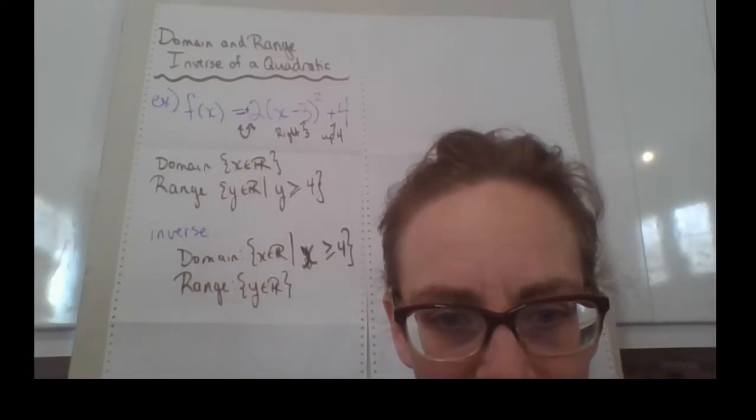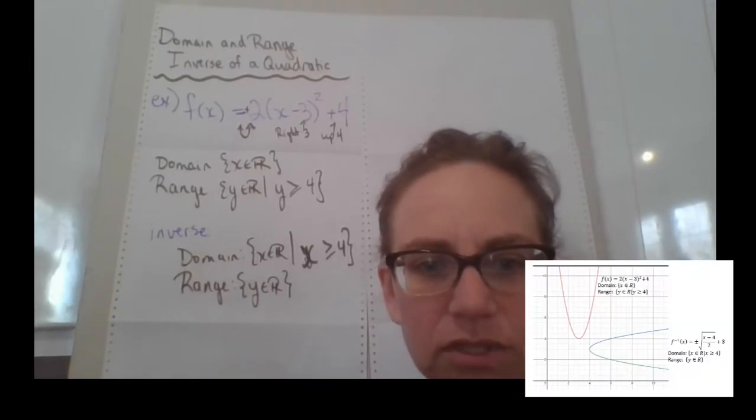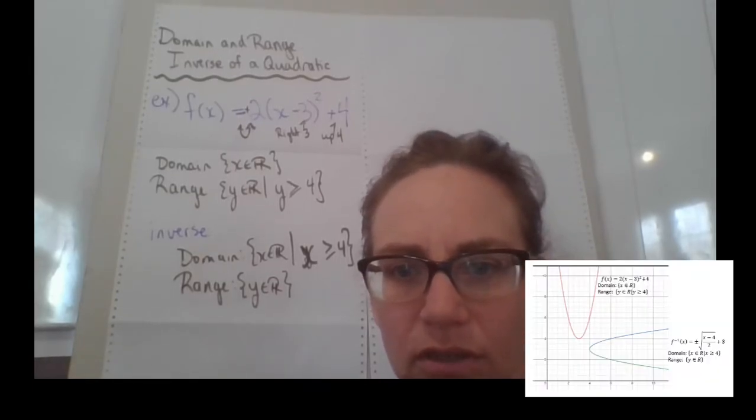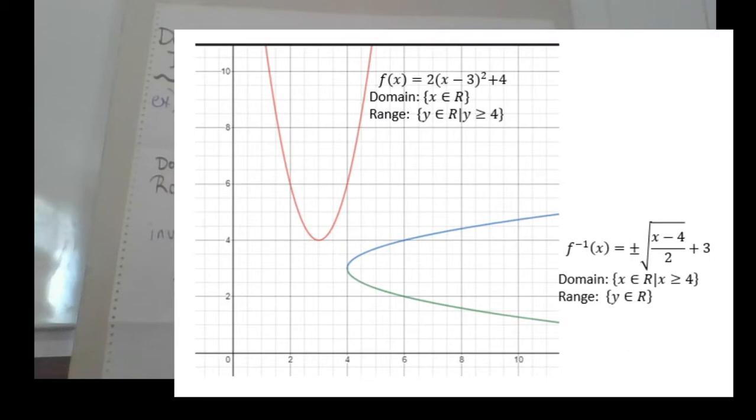I can see that in my image. So I just use Desmos. Here's my picture. And there they are. The red line is my original function. My blue-green line is my inverse. Note that it is not a function. I'm still using that notation, but it's not a function because it's the plus square root and it's the minus square root. Plus 3 means I've moved up. Minus 4 means I've come to the left. So there's my new vertex, and it's opening to the side.